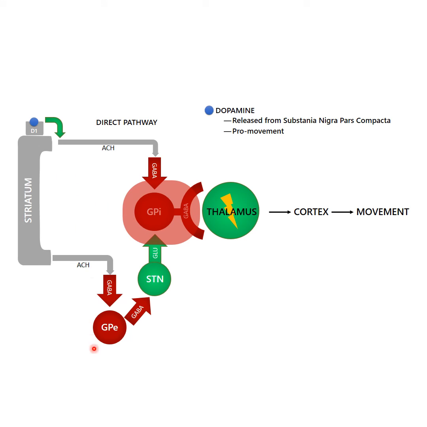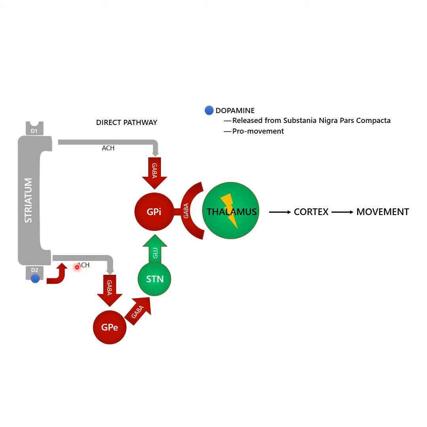Now there's also an indirect pathway, this one down here, where dopamine works. So you have a D2 receptor. Dopamine again released by the substantia nigra pars compacta. Okay, it's going to bind here. But instead of stimulating, as it did up here, this D2 receptor is going to inhibit the acetylcholine release.